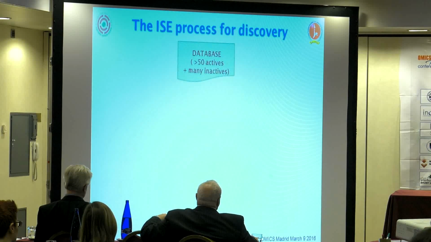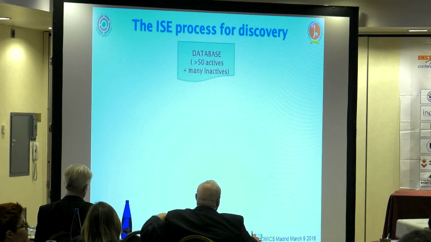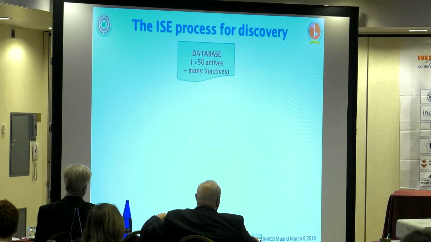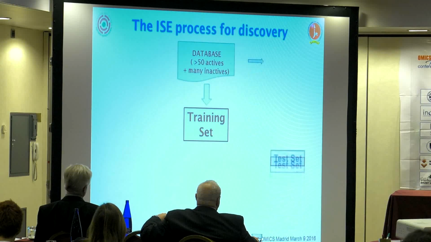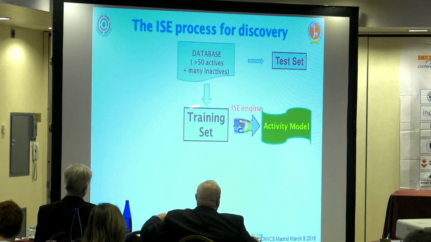Another way to show this is that we start with a database of some 50 actives and many more inactives, because the number of actives must be diluted in the learning set by very many inactives. And so we use many thousands of inactives together with a small number of actives. We divide it into a training set and a test set. We produce the activity model with this iterative stochastic elimination engine.